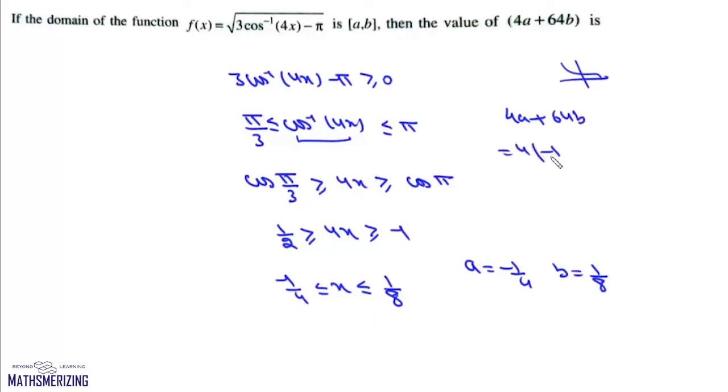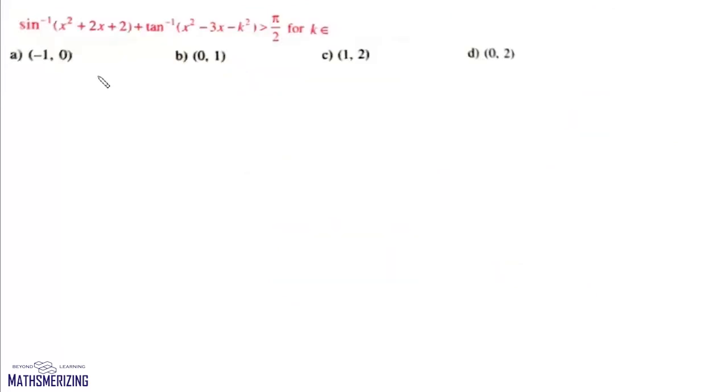Now the value of a is minus 1 by 4 and the value of b is 1 by 8. So it will be minus 1 plus 8, and that is 7. So the answer to this question will be simply 7. Now let us take another question.